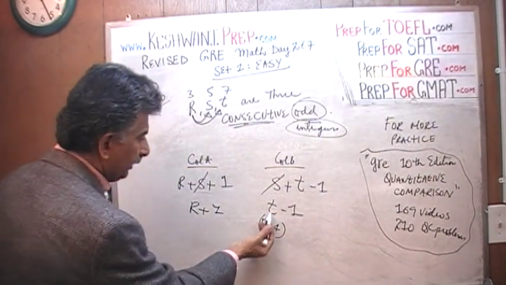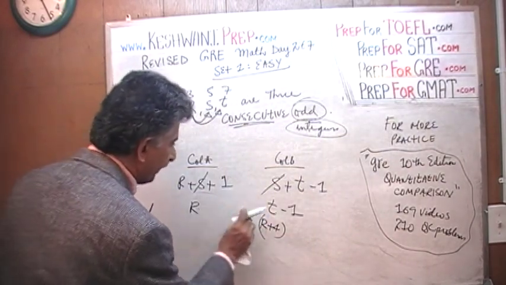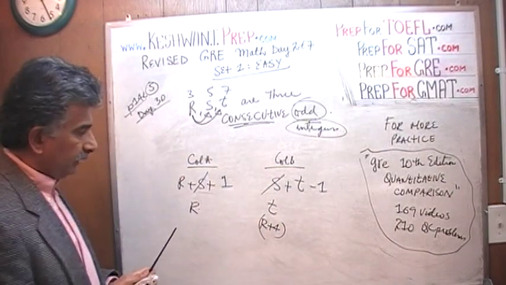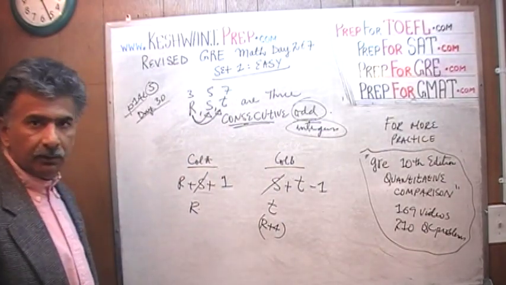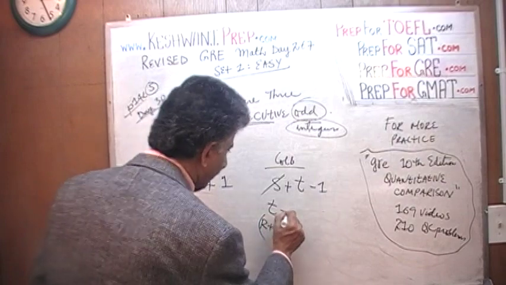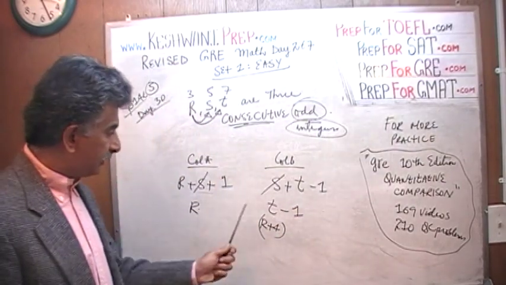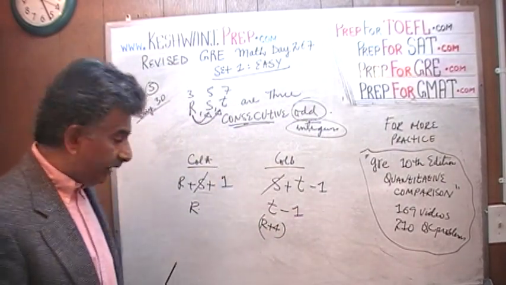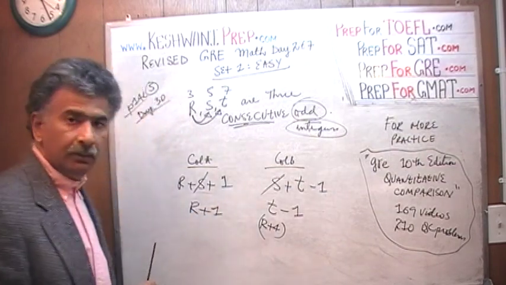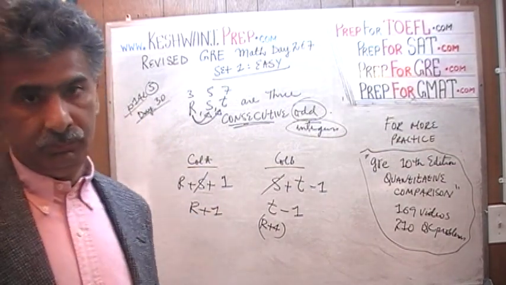So here we have a quantity. If we were just comparing this guy, then T would be 4 more than R. But then we're taking away 1 from it, thereby reducing the difference to 3. And then we are adding 1 to R, and thereby reducing the difference to 2.